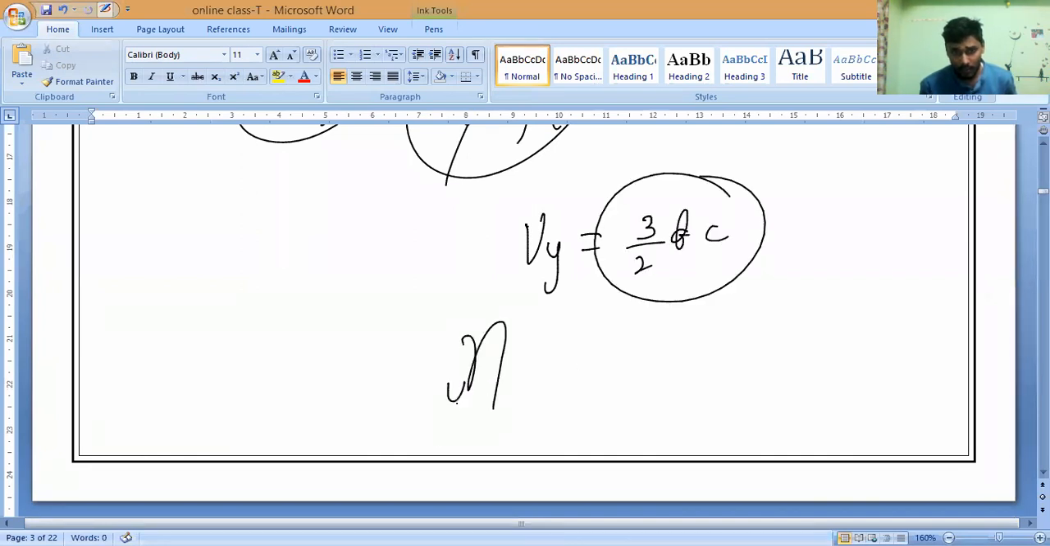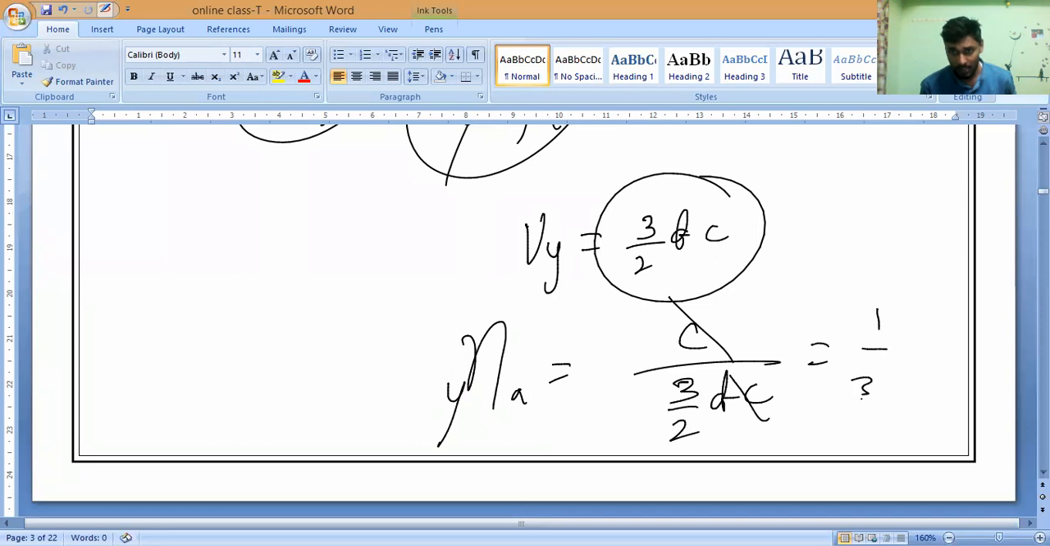So now you can see the refractive index of Y, which equals C divided by 3 by 2 times of C. That also, C and C will get cancelled. 1 by 3 by 2, which will become what, guys? 3 by 2 is the refractive index. That's all. 3 by 2.